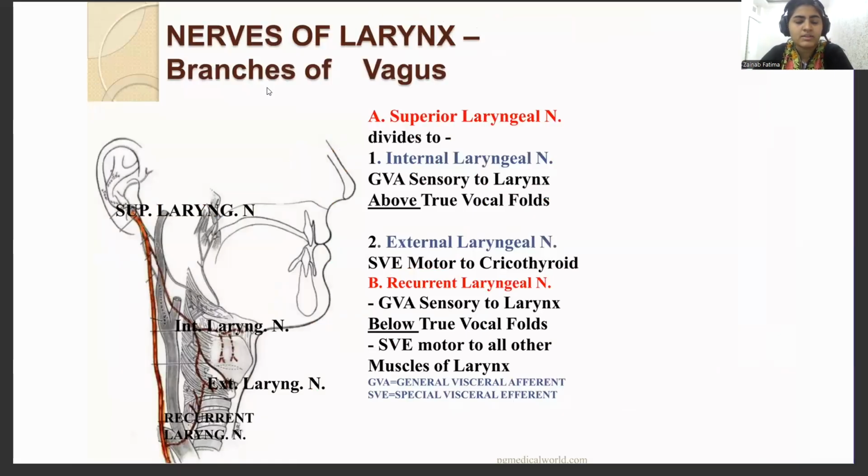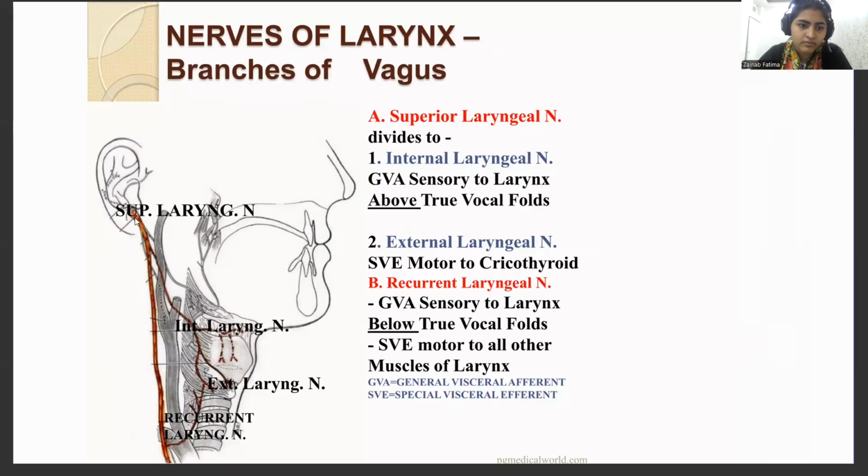Now we will go to the next slide, which is the nerves of the larynx. They are branches of the vagus nerve. It comes from the vagus nerve. The superior laryngeal nerve is divided into the internal laryngeal nerve, which is sensory to the larynx above the vocal folds.